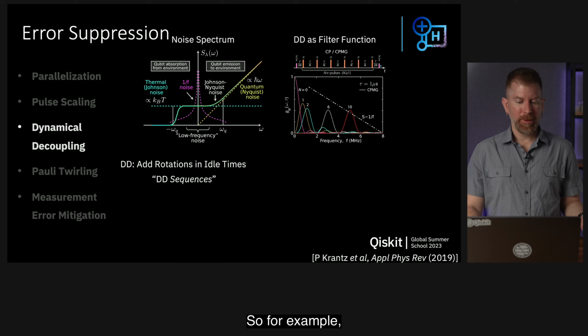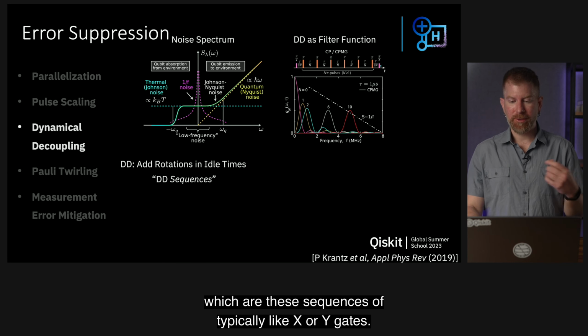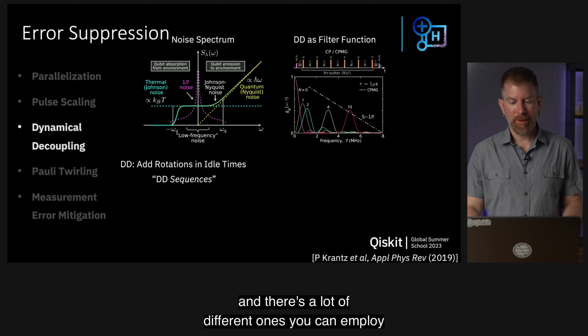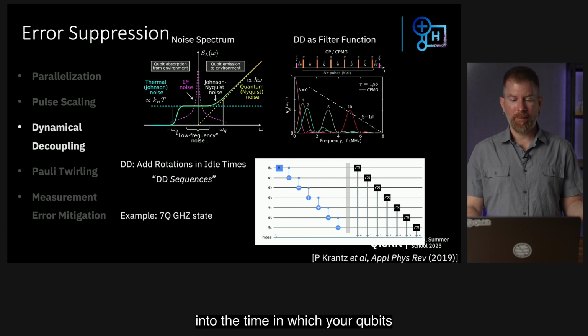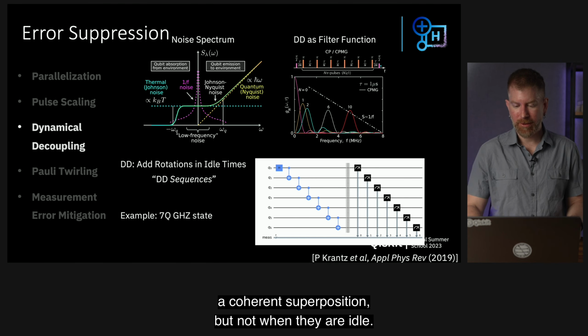So for example, you basically would like to add dynamical decoupling sequences, which are these sequences of typically like X or Y gates, but these are varied and numerous, and there's a lot of different ones you can employ, into the time in which your qubits are actively trying to maintain a superposition, a coherent superposition, but not when they are idle.